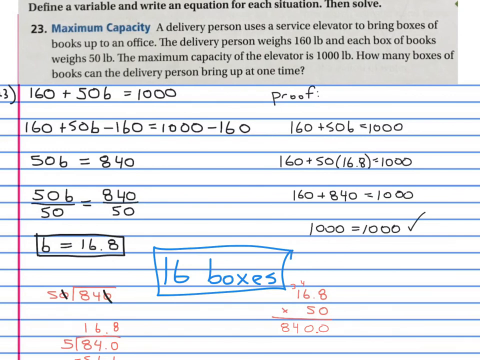because that's what they ultimately were asking up top here. How many boxes of books can the delivery person bring up at any one time? And since they can only bring full boxes, 16 boxes is the most. 17 would tip you over into more than 1,000 pounds, which is not okay with the elevator.